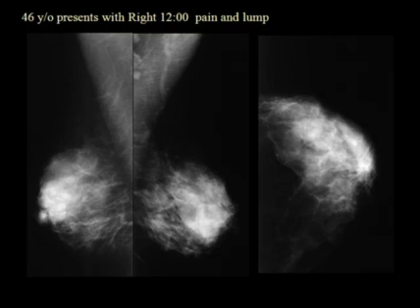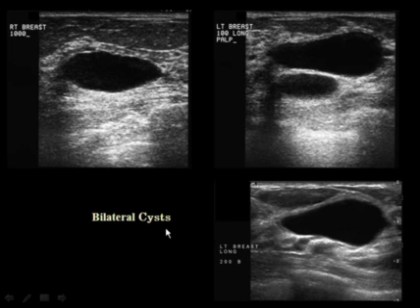I'm going to show you some examples here. This is a 46-year-old that presents with a right lump and pain in the 12 o'clock region. This is her mammogram. This is the right medial lateral oblique view. This is the left, and one of the CC views here. She has dense breast tissue, as you saw on the mammogram. And now we move to her ultrasound.